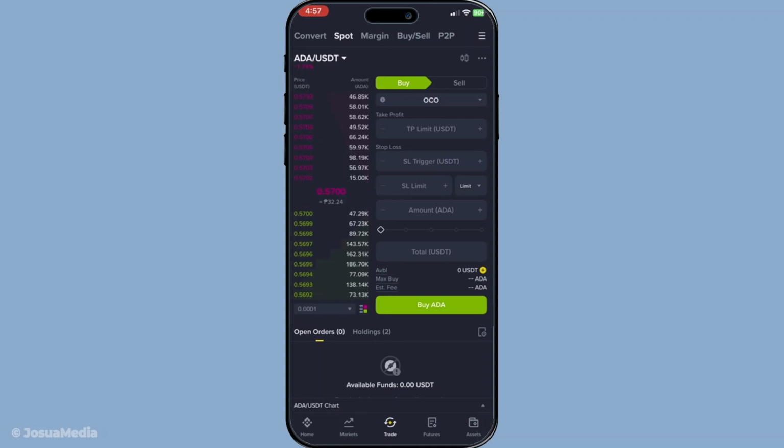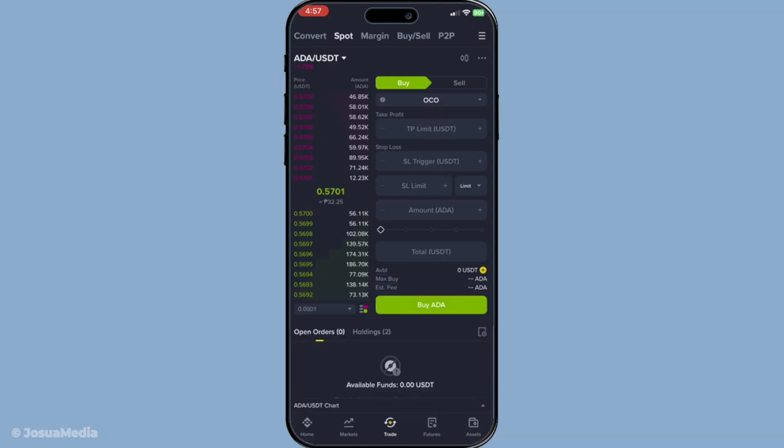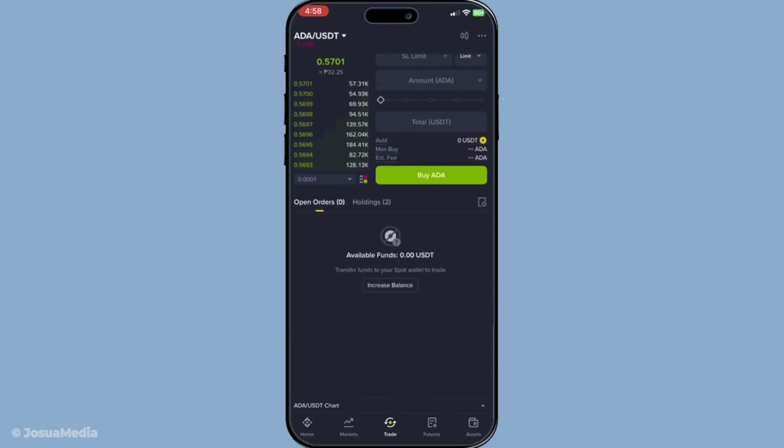What happens now is a wonderful demonstration of efficiency. The system monitors market conditions, and if one order is triggered by the market hitting your predetermined price level, the other order will be automatically cancelled. This mechanism can effectively safeguard you against unwanted outcomes while potentially locking in profits.